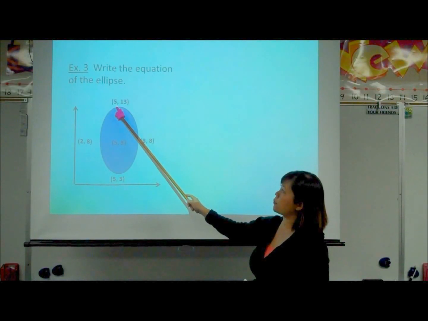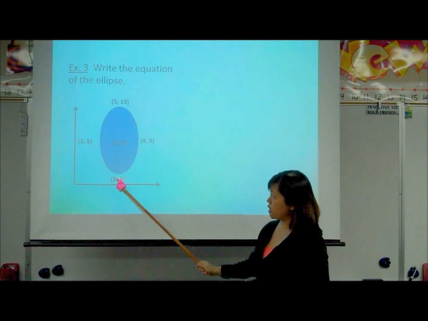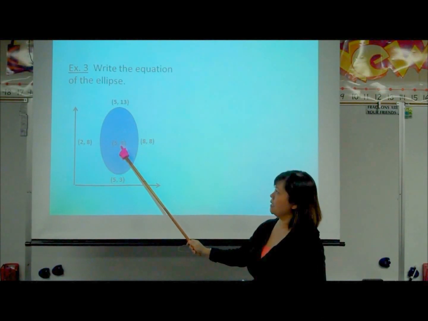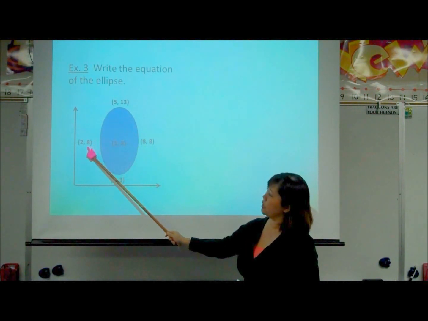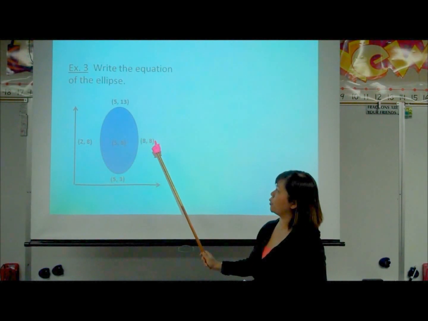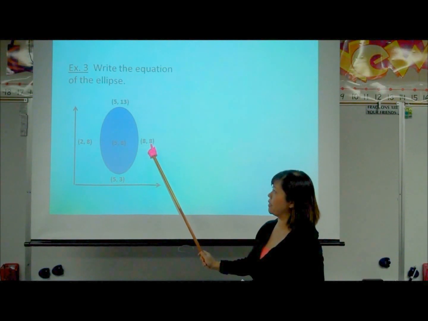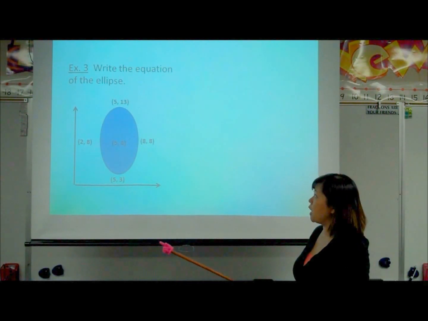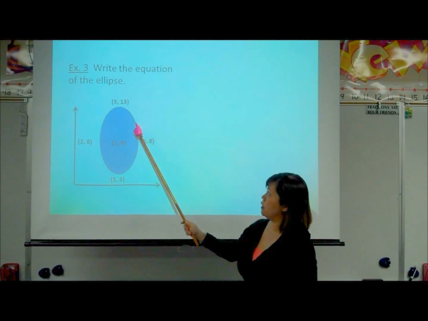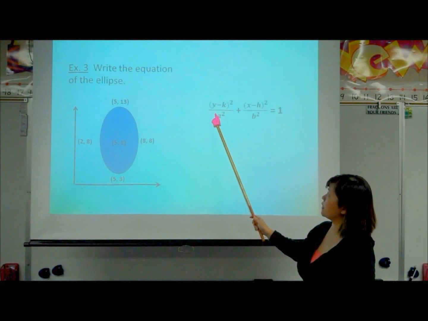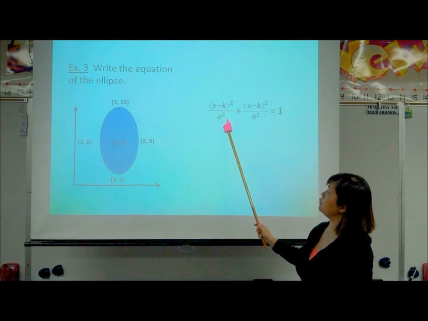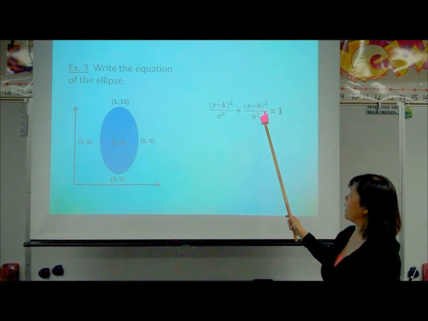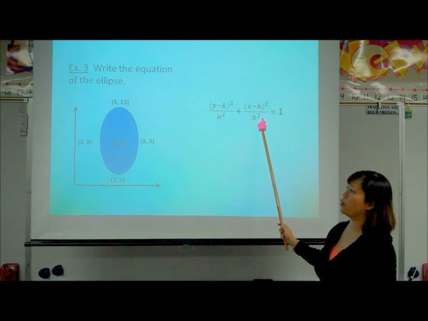This is 5, 13, 5, 3, with a center of 8. And then on both ends right here, we have 2, 8 and 8, 8 on this side. Okay? So if the y-axis is the longer side, we're obviously going to have the y first. So my equation is going to look something like this: y minus k squared all over a squared plus x minus h squared over b squared equals 1.